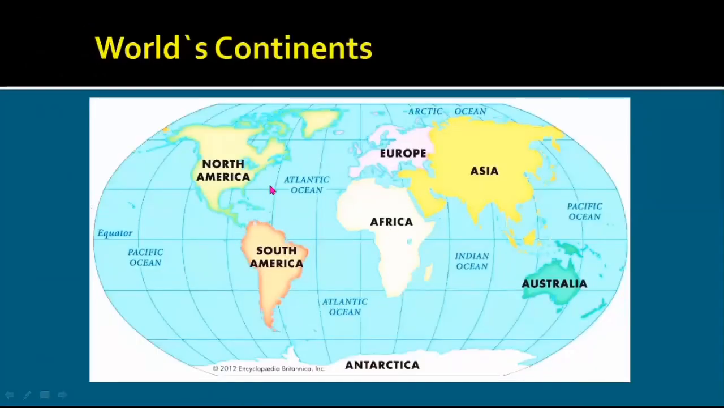So you can see here world continents. We have different continents. We have Europe, Africa, South America, North America, Antarctica, and Australia. While Asia is the biggest, it is the largest landmass on the world.